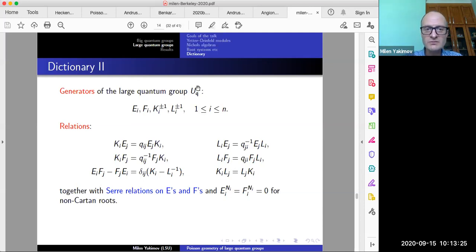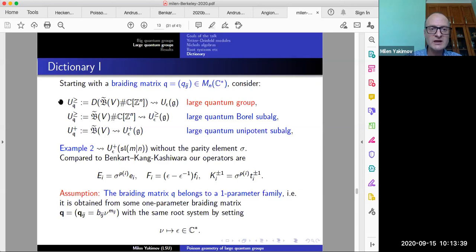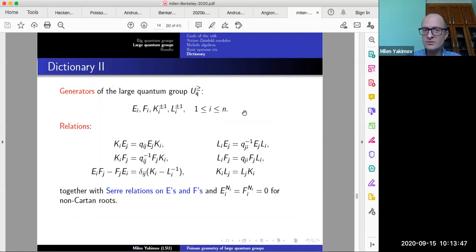So our large quantum groups are going to have the Chevalley generators E_i, F_i, and the Cartan generators K_i and L_i. So we have two copies of the Cartan generators because all the time we're taking the Drinfeld double here. And because we take the Drinfeld double, we have two copies of the Cartan subalgebra. As you know very well, the second copy of the Cartan subalgebra is no big deal because we can quotient by some central elements. So this is not really changing the picture in any way.